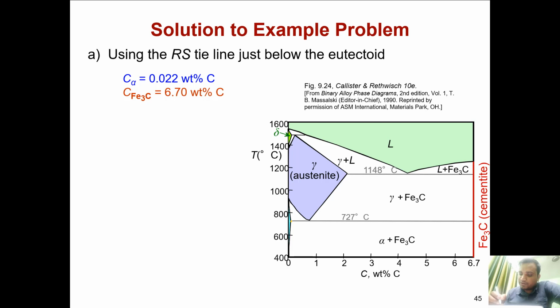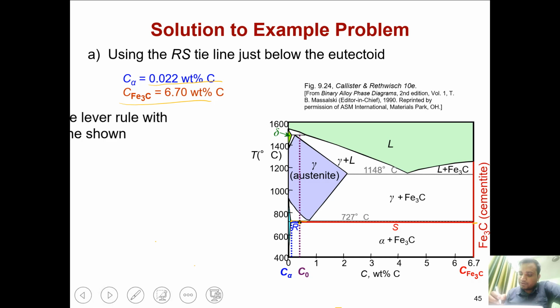What is this point? It is telling you just below this eutectoid line, so it will be the point just near to this line, in the lower direction. So this is your composition of alpha, which is 0.02. The composition of Fe3C is 6.7. It is touching over here, right?